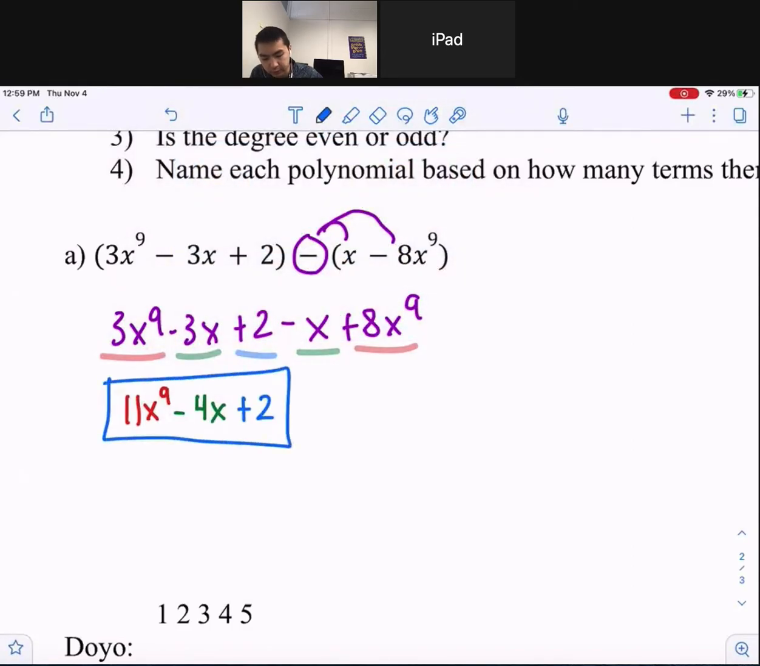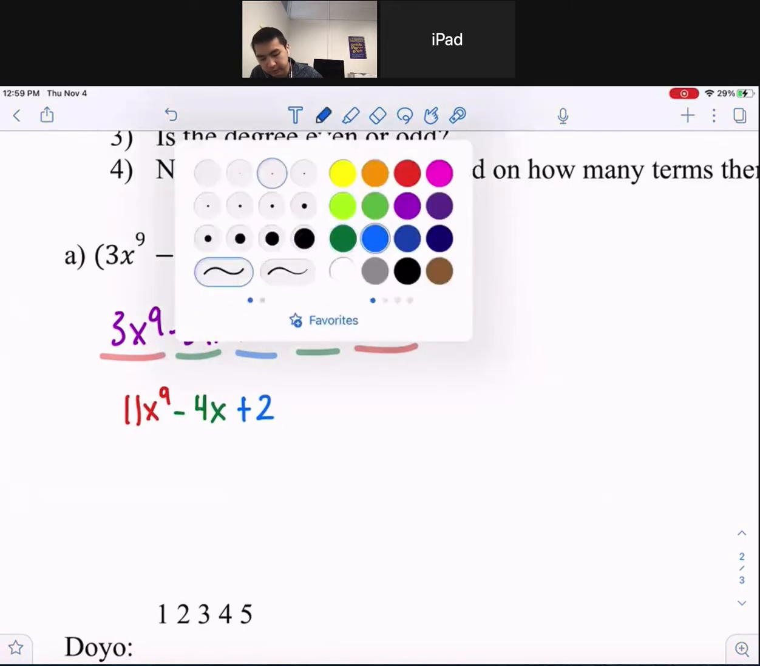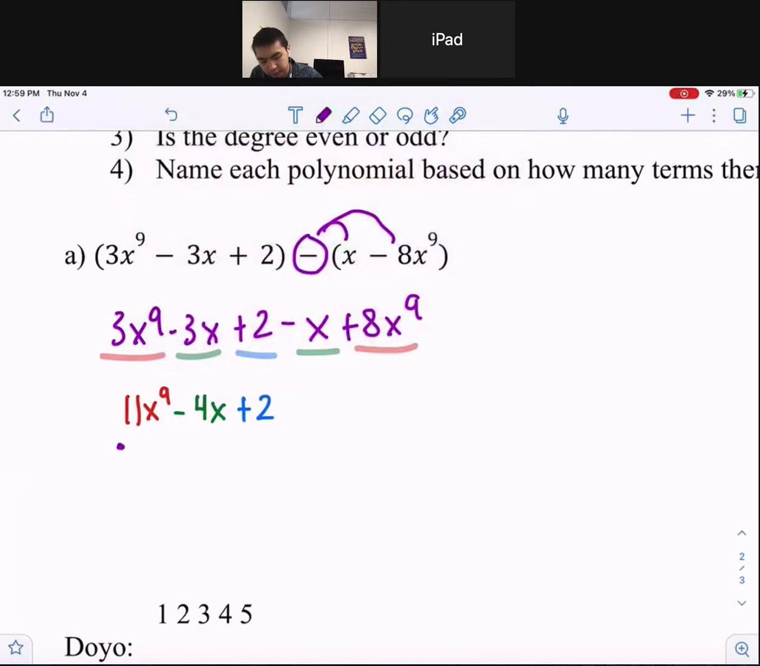That's standard form. Now let's get the rest. What's the degree? The degree is 9, so 9th degree. Odd or even? This degree is odd. And what's the name? If it's higher than 3, you guys, in terms of degree, then you're just going to name it based off that degree.